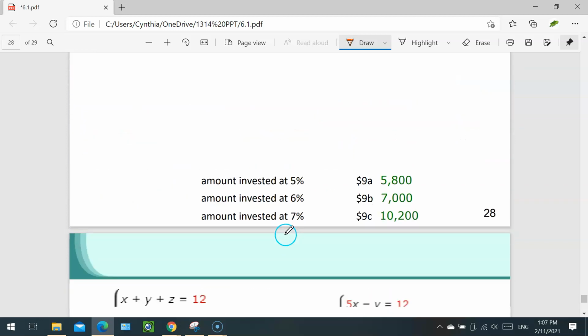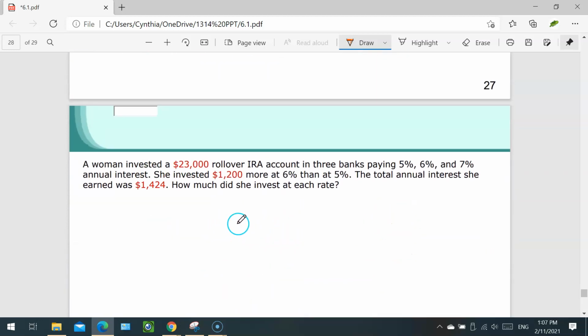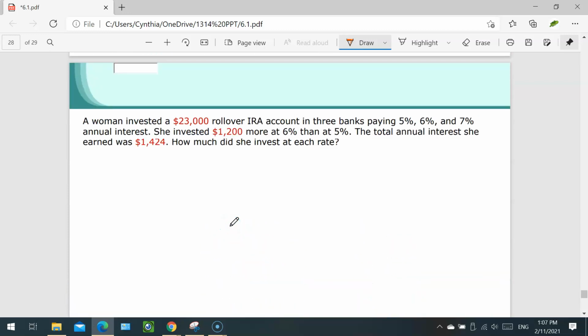Alright. Now I'm going to do 2 more questions from your homework. So we look at the first question. A woman invested a 23,000 rollover IRA account in 3 banks, paying 5%, 6%, and 7% annual interest. She invested 1,200 more at 6% than at 5%. This is a keyword. The total annual interest she earned was 1,424. How much did she invest at each rate?